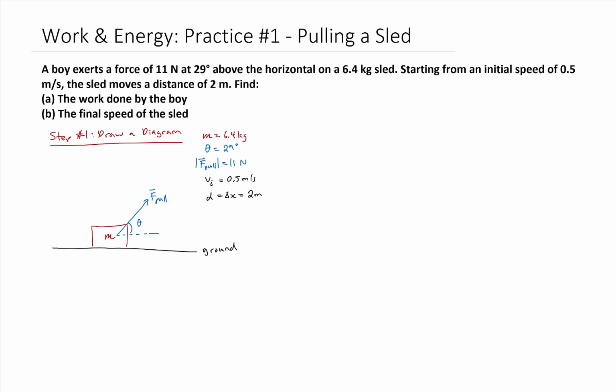The one thing we've really forgotten to label here is the displacement vector, because for work, if we're trying to find work in part A, we do need to know which direction the object is moving. So when we labeled the force of the pulling, we also know that the object might be moving in this direction, so this would be our displacement vector. This now gives us enough information to attempt part A. So let's go to step 2.